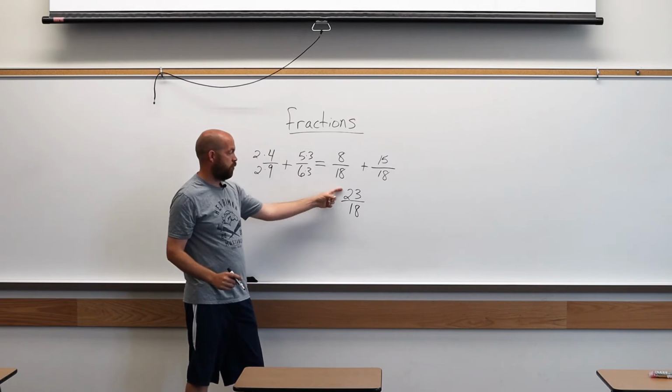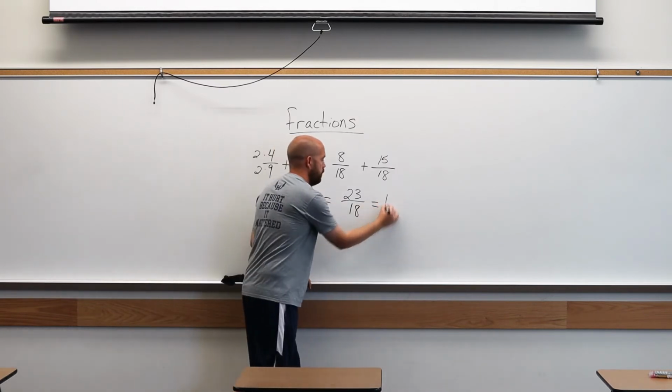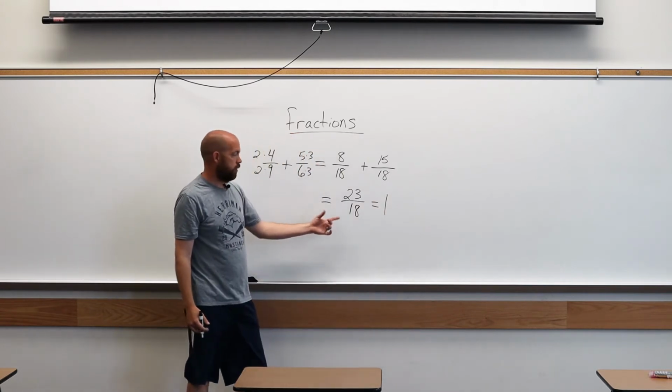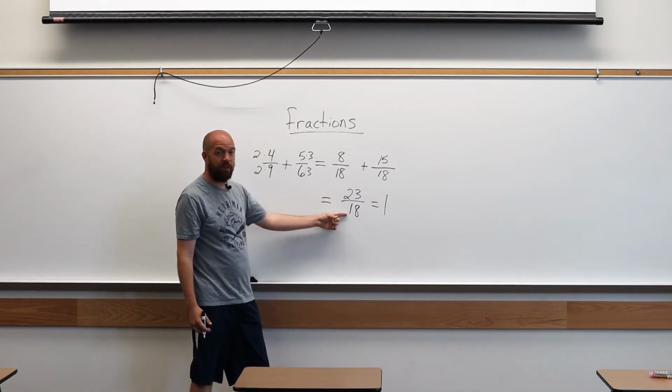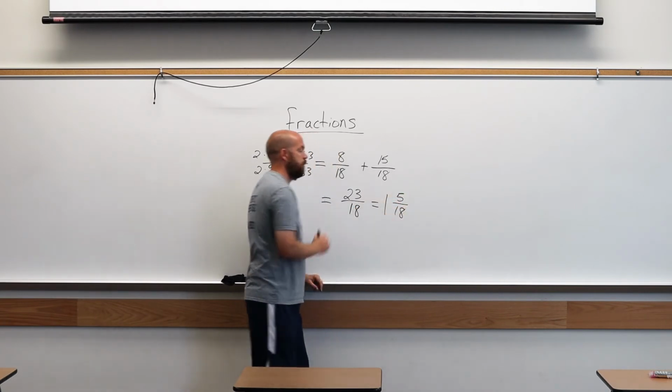Divide it. So 23 divided by 18 is 1 and some ugly decimal. So I have one whole number. How many are left over? Well, if I subtract them, that gives me 5. So there's 5 leftovers. And then the denominator stays the same.